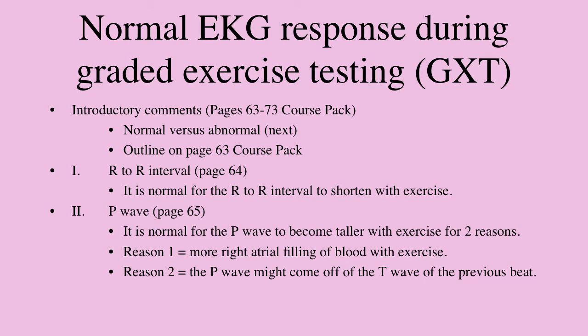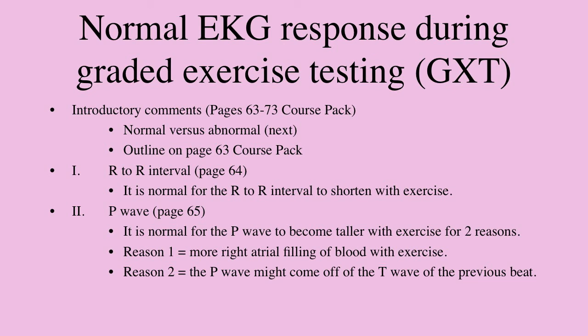So with that in mind, the first one is the R to R interval. This is on page 64. The R to R interval is just a representative of a faster heart rate. So if you measure from R wave to R wave at rest, you're going to have a greater distance than you'll have at submax or max exercise. This just means that the heart rate is going faster, and the R waves are happening faster. So it is normal for the R to R interval to shorten with exercise, just because of a faster rate. Some of these first ones are fairly straightforward, and that's a fairly straightforward concept.